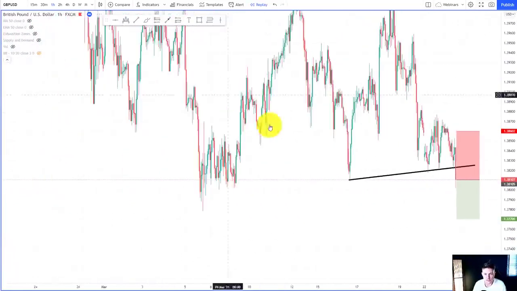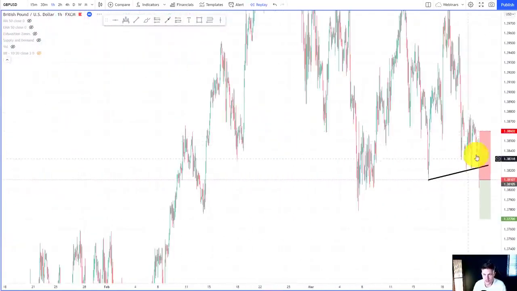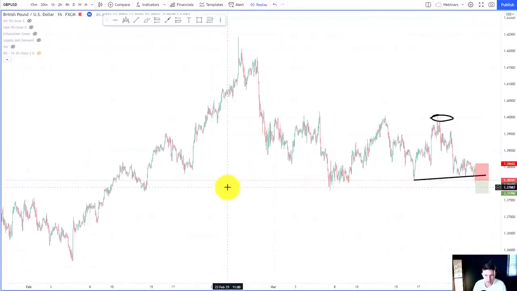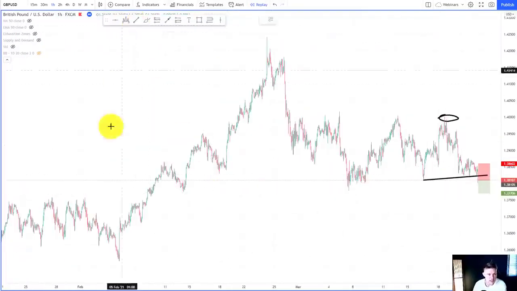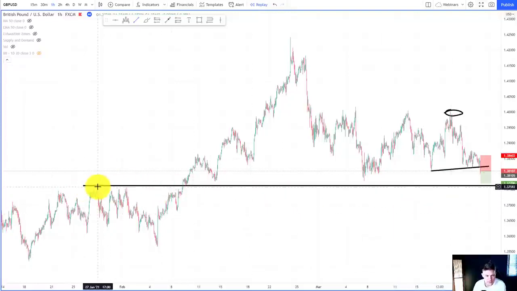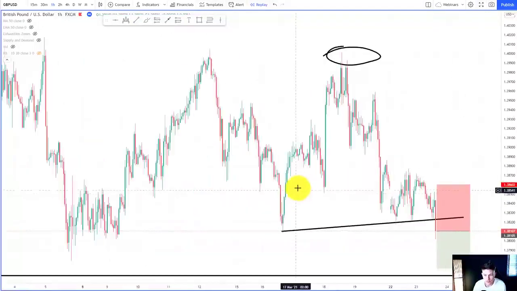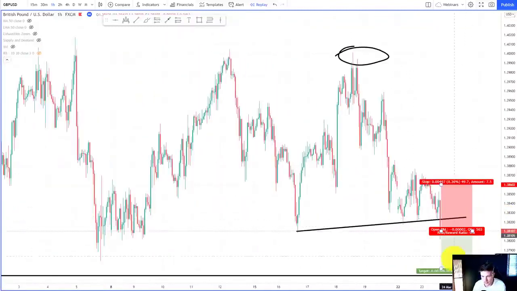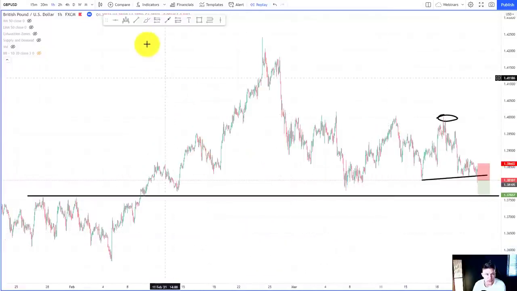And for targets, first of all, we could zoom out to see, okay, where does it make sense? And we are here in the overall picture. Here, this level jumps really out. So here is a previous resistance that turned into support. And you can see this would give us a very small target. So maybe this would be a good idea for a first target.